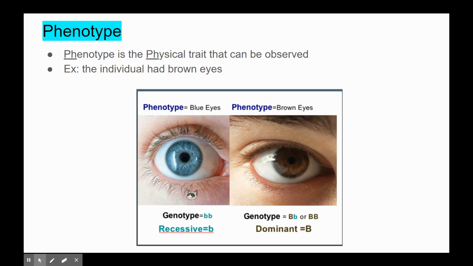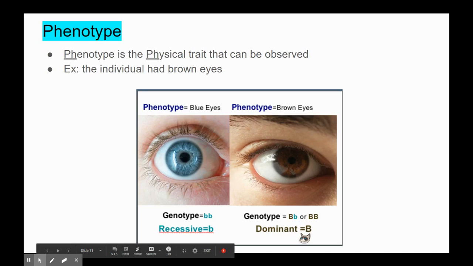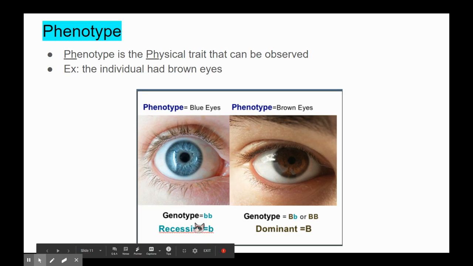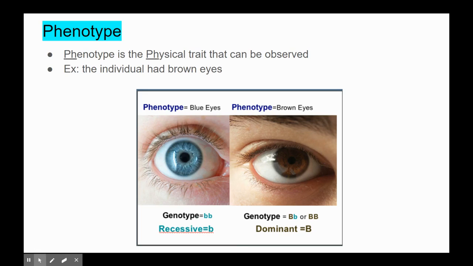With blue eyes, the only genotype that can produce the phenotype of blue eyes is little b, little b, because the big B is dominant. Brown eyes are dominant over blue eyes. So we're going to look at all of the different possibilities of what a baby could look like based off of the alleles that its parents have.